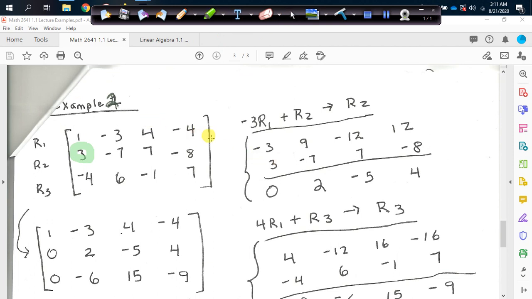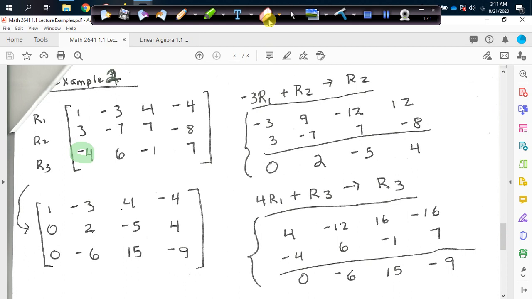I multiply row 1 times a negative 3, and then just add it to row 2, and this is what I get. Okay. Now, instead of rewriting my equation yet, I'm going to go ahead and do some more eliminating.